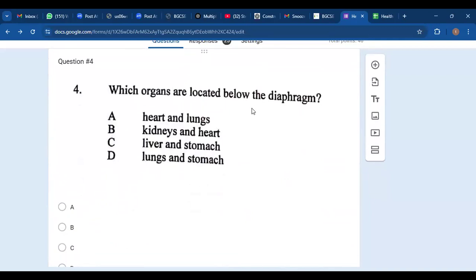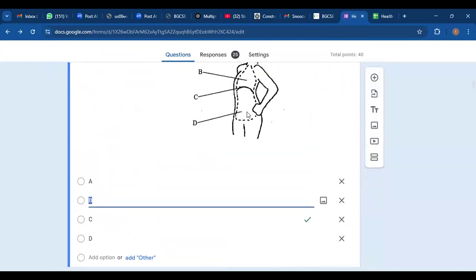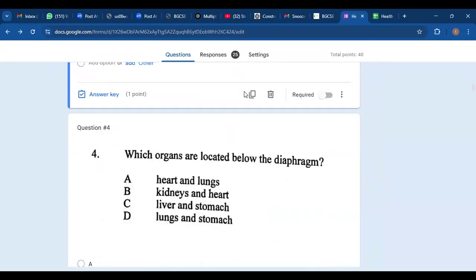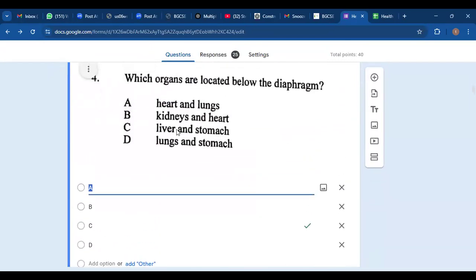Below the diaphragm. The liver and the stomach. Below the diaphragm, that's going to be C, like around here, underneath your lungs. So that's going to be C. The liver and the stomach.